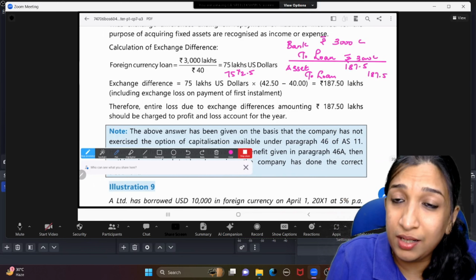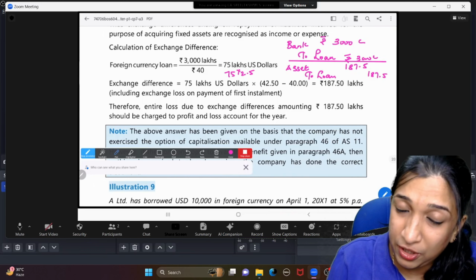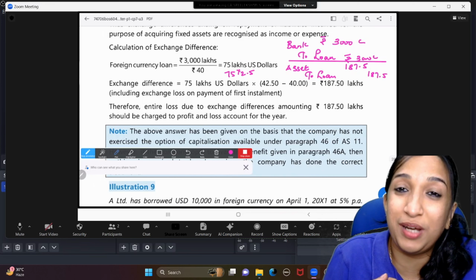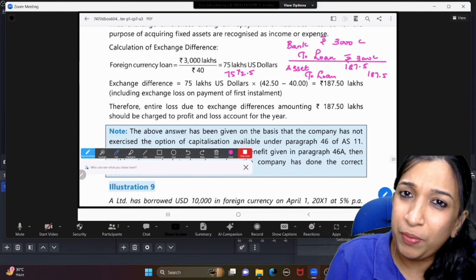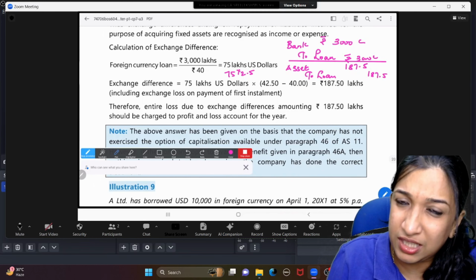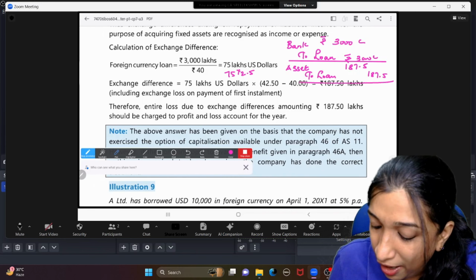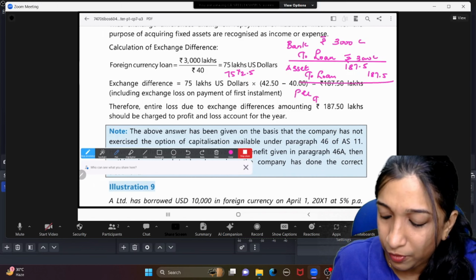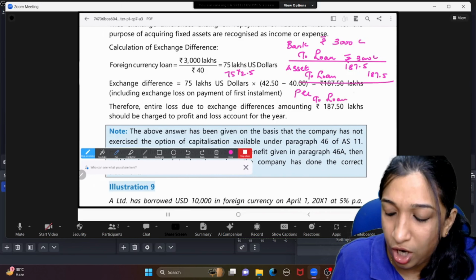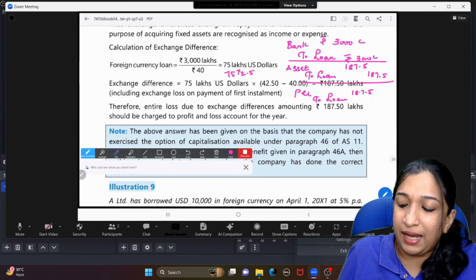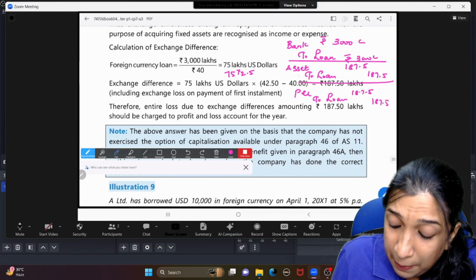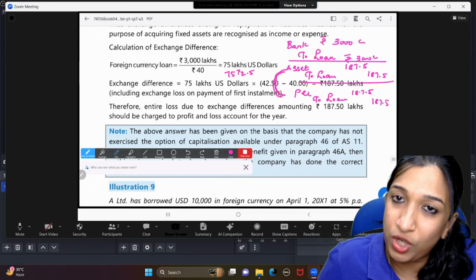But have you taken the loan to acquire a depreciable asset? Yes. But are you availing paragraph 46A of AS 11? No. Then the entry would have been P&L to loan. So that loss will be transferred to P&L. So this totally depends on the assumption which you are taking.